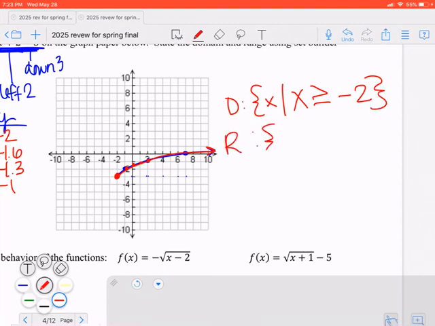And the range is the y values, y such that, and so it's down here at negative 3 is where it starts and then goes up forever. Y is greater than or equal to, what was it? Negative 3.